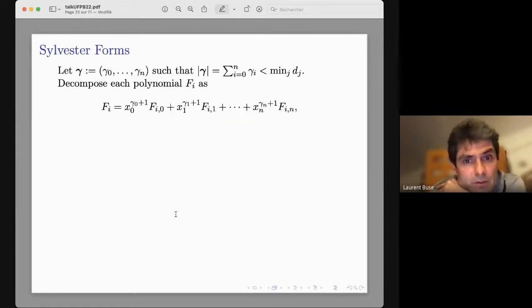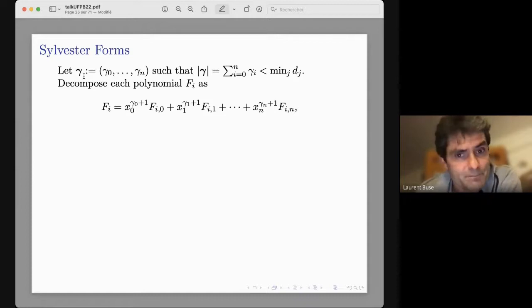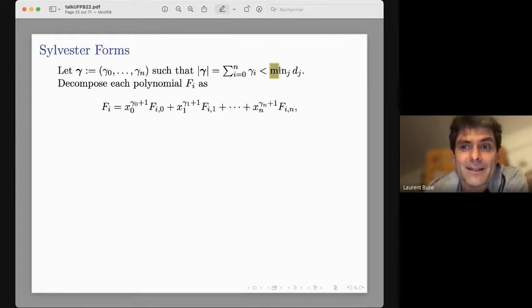So let me now recall the definitions of Sylvester forms. We start from a multi-index gamma, denoted gamma_0 up to gamma_n, and we assume that this corresponds to a monomial that is of degree strictly less than the minimum of all the degrees of the equations.